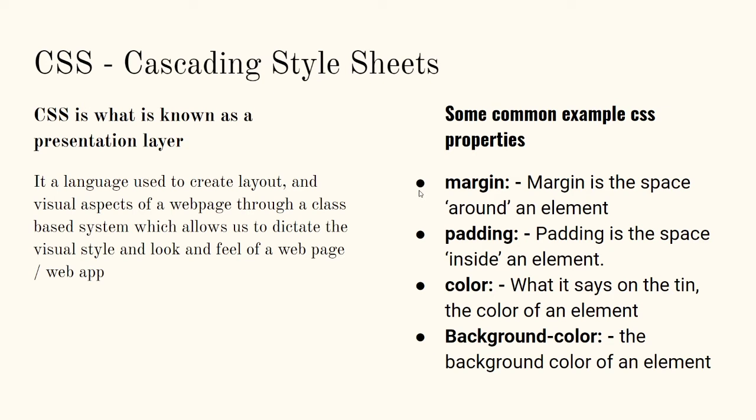Okay, so there's a presentation layer. It's used to create layout. You want to be using something like Grid and Flexbox these days as well. So you use classes, and you can then dictate the visual style and look and feel of a web page or web app. So some common CSS properties, and there's loads of them, but here's a few. Margin is space basically around an element, which you can set with pixels or EM or other measurement values. Padding is the space inside. Color defines the color of a thing, often text, but it depends. The background color sets a background color on an element.